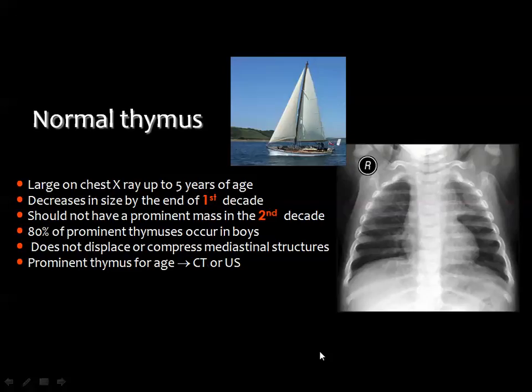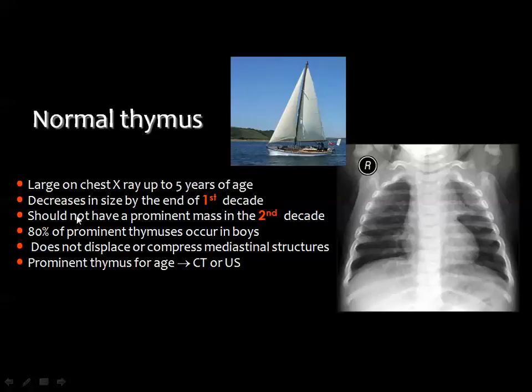And the thymus is considered large or prominent on the chest X-ray up to the age of 5 years. There is a large debate about the normal size of the thymus and the age of regression, and sometimes if you look at the chest X-ray and you see that the thymus is looking normal, having the normal configuration, you know that this is a normally prominent thymus.